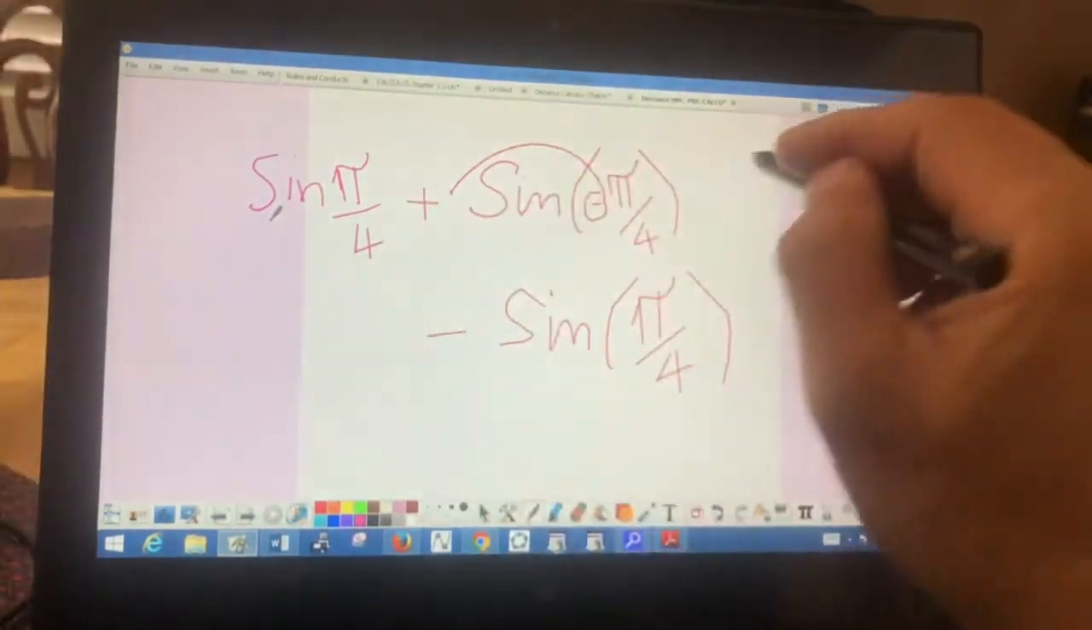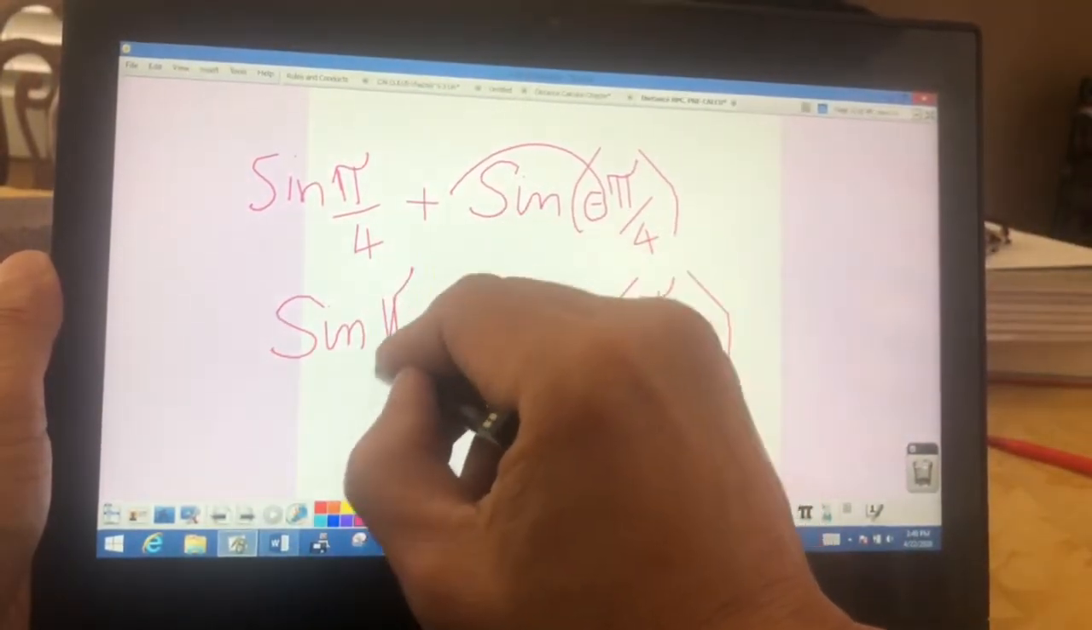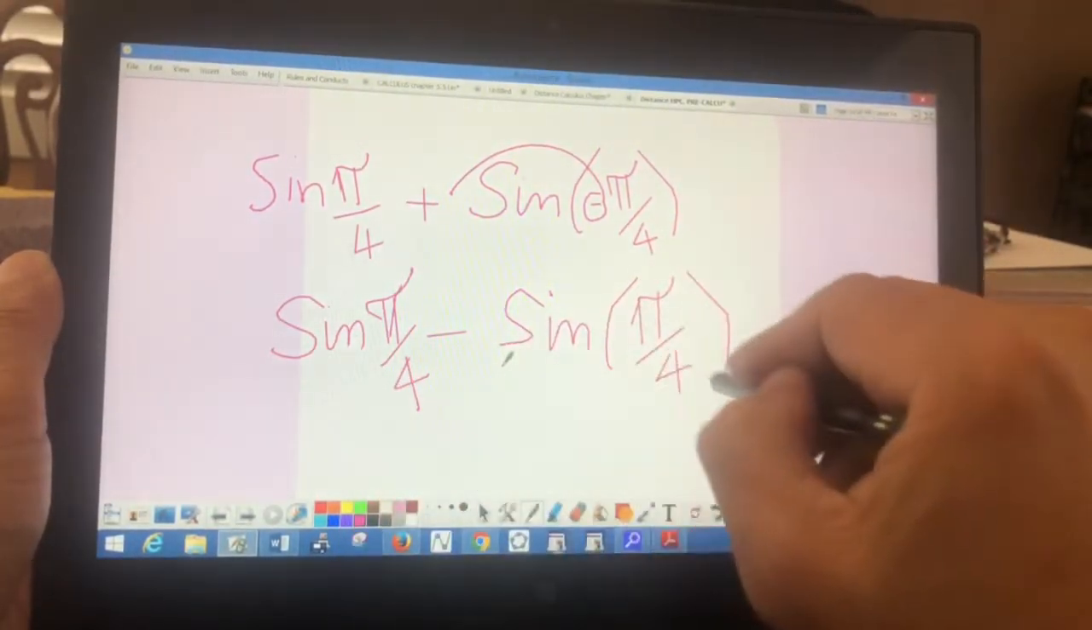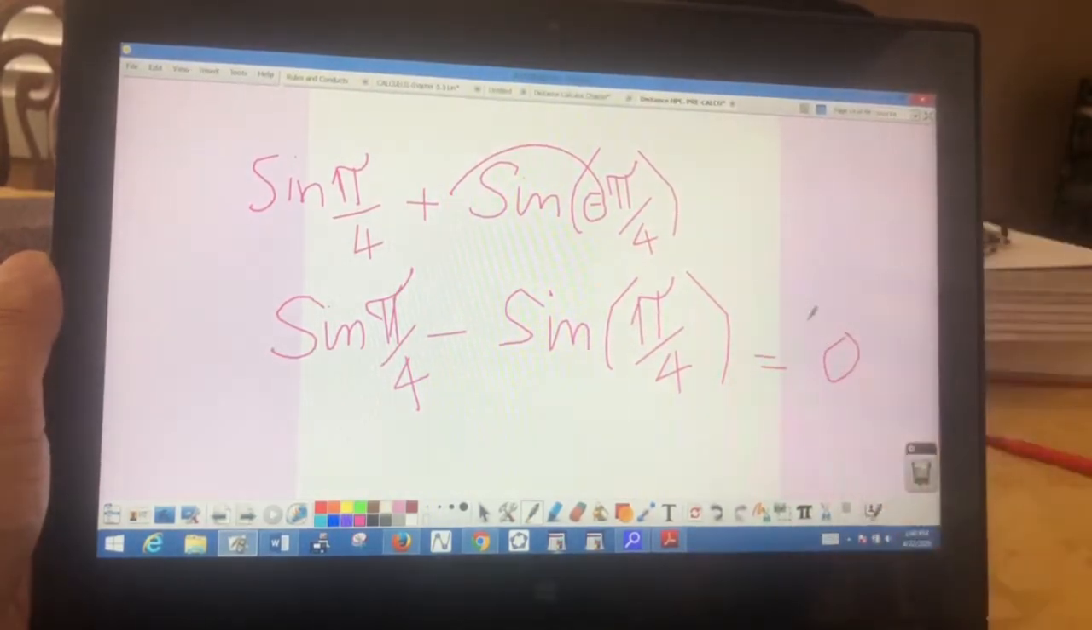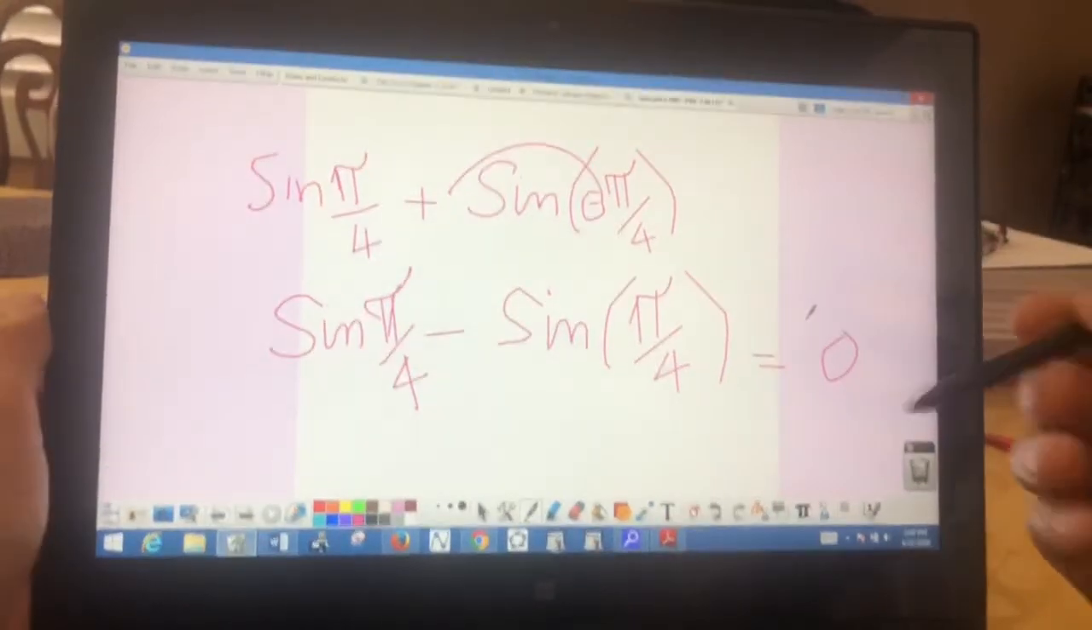Here, I just made a new problem. So you've got sine of pi over 4 here. So you've got sine of pi over 4 minus sine of pi over 4. The answer is 0. So we're going to play this kind of game in this unit, in this chapter.